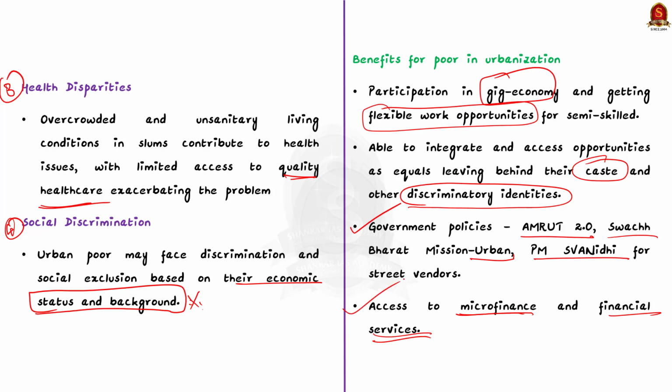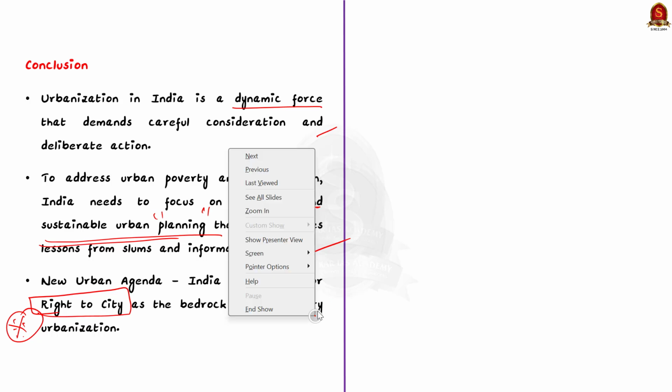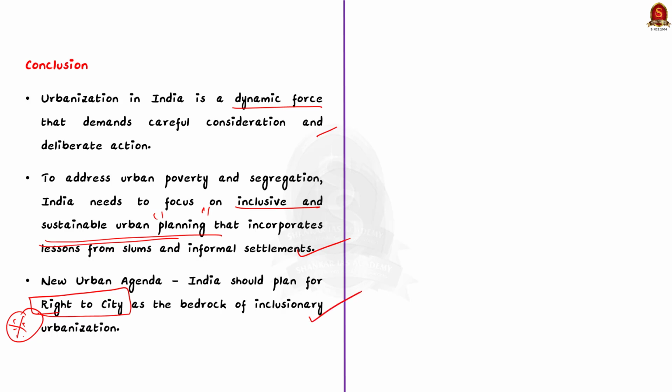Now we can move on to see the conclusion. So urbanization in India is a dynamic force that demands careful consideration and deliberate action. To address urban poverty and segregation, India needs to focus on inclusive and sustainable urban planning that incorporates lessons from slums and informal settlements. Thus, in the spirit of the New Urban Agenda, India should plan for the right to the city as the bedrock of inclusive urbanization. This can be done by developing common areas, better investment in public provisions of health and education, and public housing for the urban poor. That's all about this mains answer writing practice.